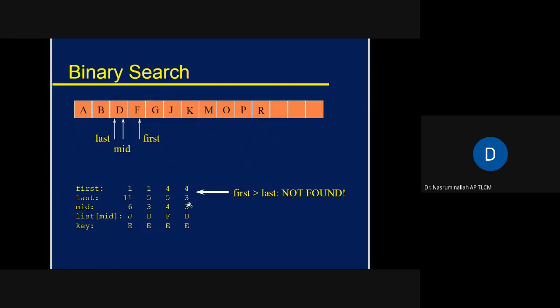So last is becoming less than first. So that is the stopping criteria. So we have to stop now. So it means we have searched all the elements, and the element that we are searching for, that is E, doesn't exist actually. So this is another condition through which our program stops.